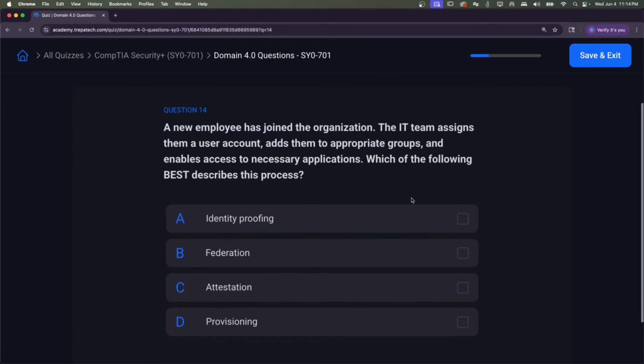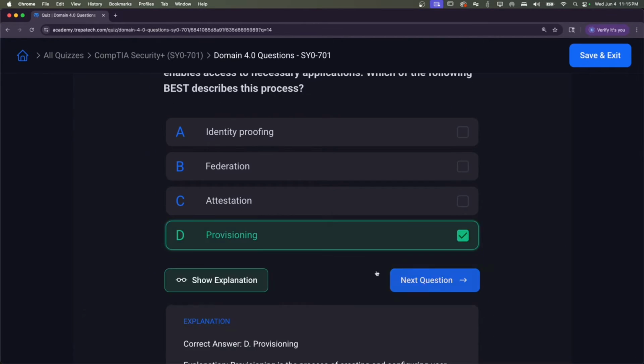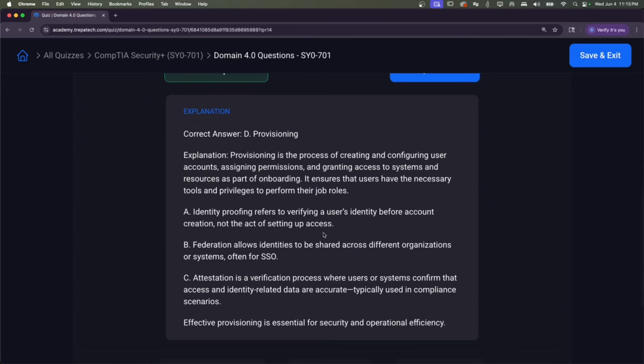Question 14. A new employee has joined the organization. The IT team assigns them a user account, adds them to appropriate groups, and enables access to necessary applications. Which of the following best describes this process? They're creating accounts and assigning permissions. So we're onboarding a new employee. What are we doing? We're provisioning resources for him or her. So I'm going to go with D, provisioning.